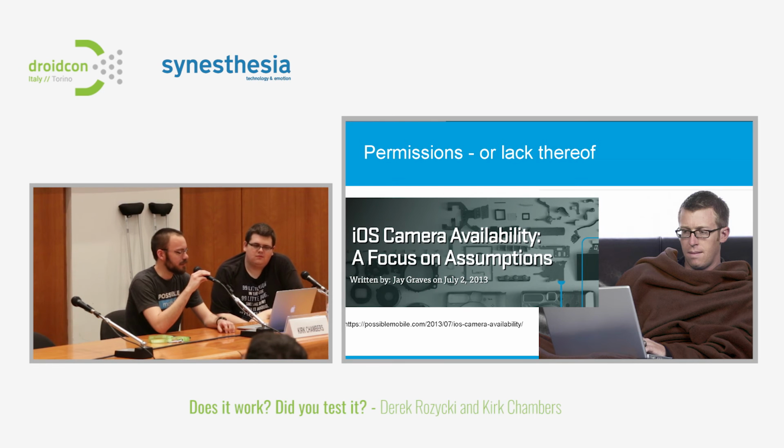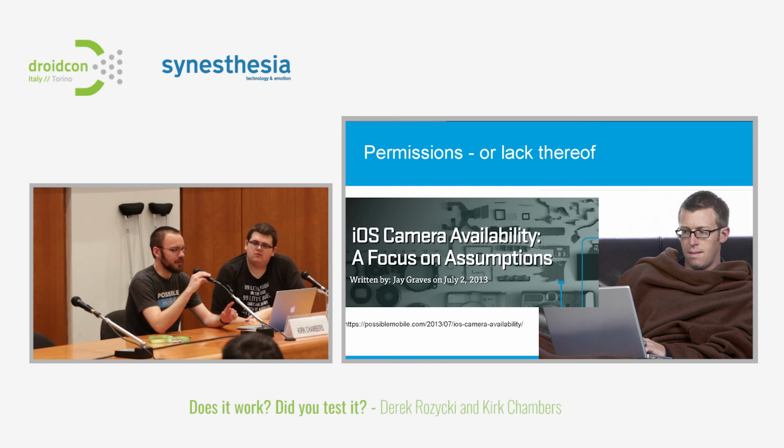But it was iOS camera availability, a focus on assumptions. And this one was just fascinating to me because before I started working in QA, this was a case that never occurred to me. One of our apps was crashing on launch, only on one device, all the time on this one device, and we couldn't figure out why. And the crash logs were very ambiguous, saying something to the effect that you didn't have a camera. And we were like, well, that doesn't make any sense. Let's just open up the camera app and make sure that we can take a photo. Wait, there's no camera app. What's going on with this device?